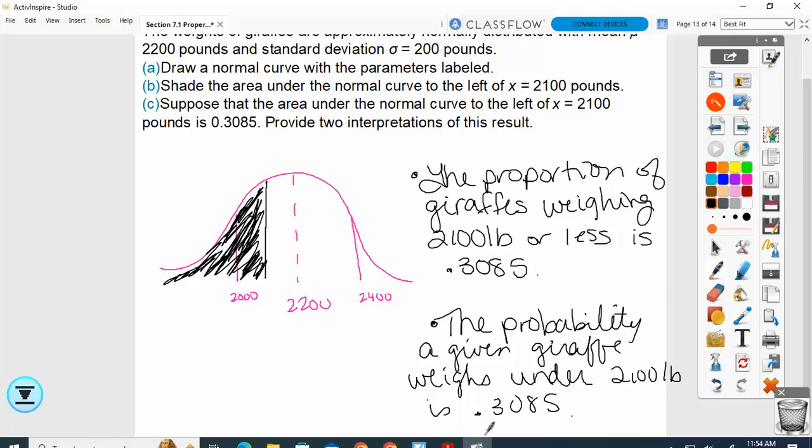So tomorrow we will actually start finding the probabilities with these. Today we're really just talking about what a normal distribution looks like and that uniform distribution.